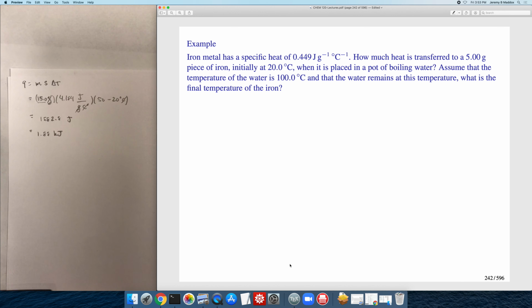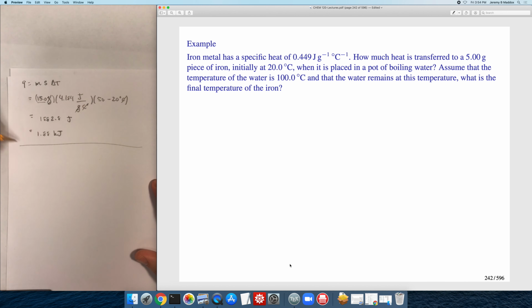Let's see. So here we have iron metal. It has a specific heat of 0.449 joules per gram per degree Celsius. How much heat is transferred to 5 grams of iron that's initially at 20 degrees Celsius when it's placed in a pot of boiling water? Assume that the water is at 100 degrees Celsius and that the water remains at this temperature. And then the second question, which we actually need to answer first, what is the final temperature of the iron? Well, if you place the iron in the boiling water and you keep the boiling water at 100 degrees Celsius, then the final temperature of the iron will also be 100 degrees Celsius.